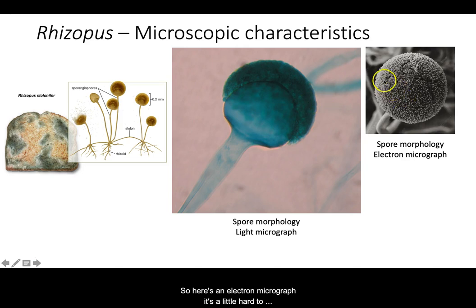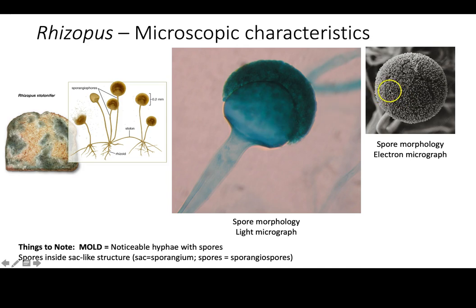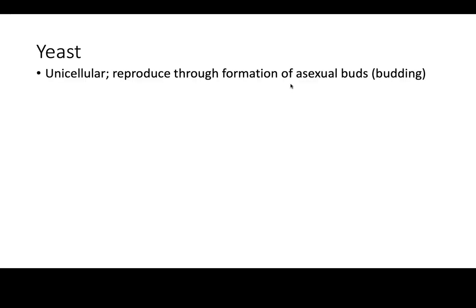Here's an electron micrograph. It's a little hard to see, but all of those spores are contained within a thin membrane or sac. And of course, these have names. The sac itself is called a sporangium, and the spores inside of the sac are called sporangiospores. That differs from the two previous mold organisms, which had spores not inside of a sac, but rather just at the end of hyphae. Those were called conidiospores.